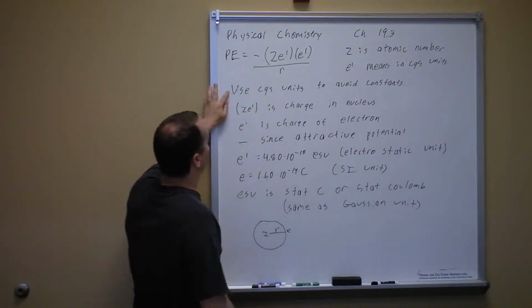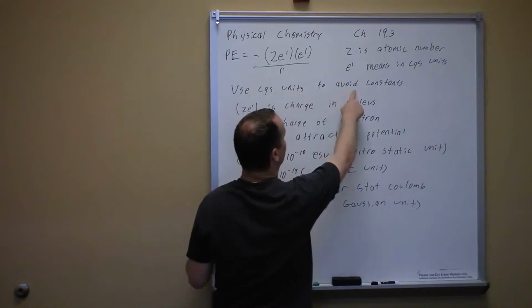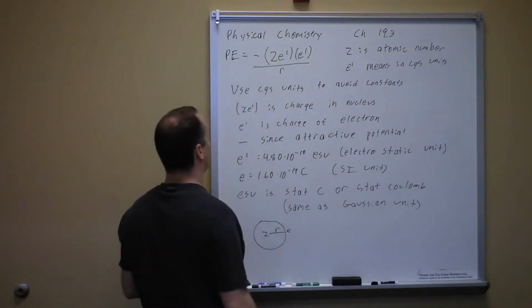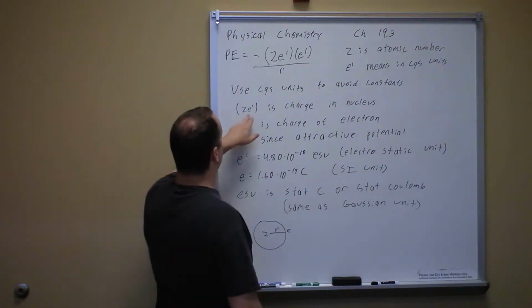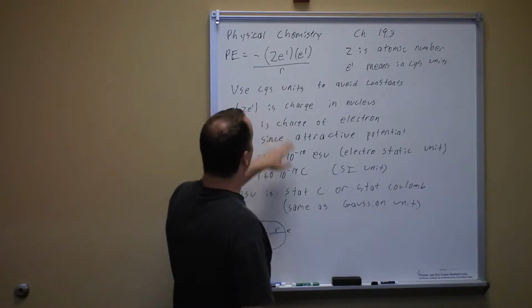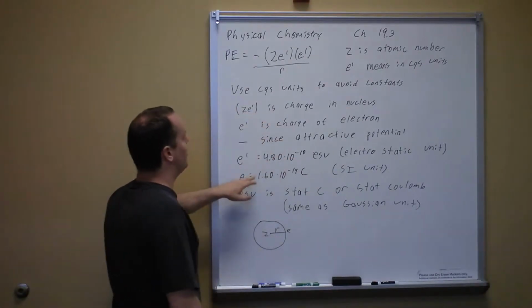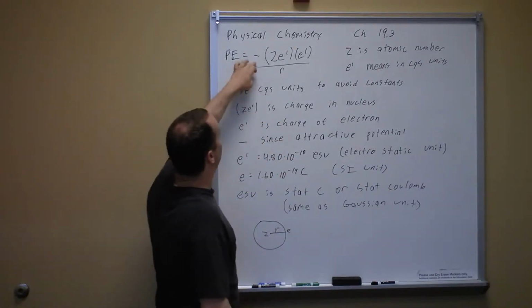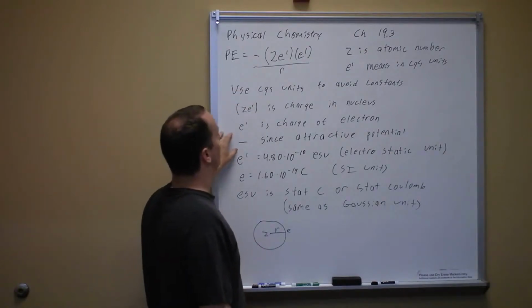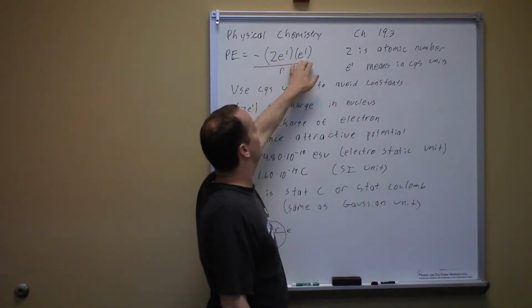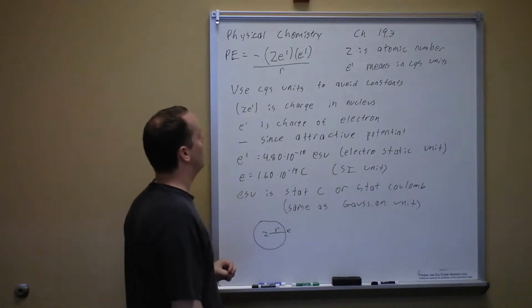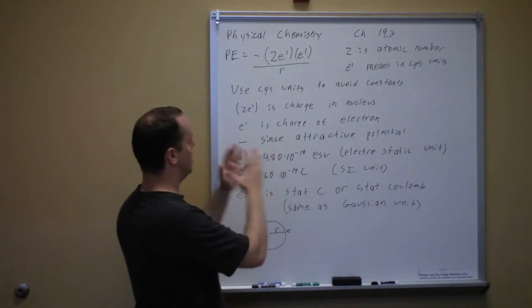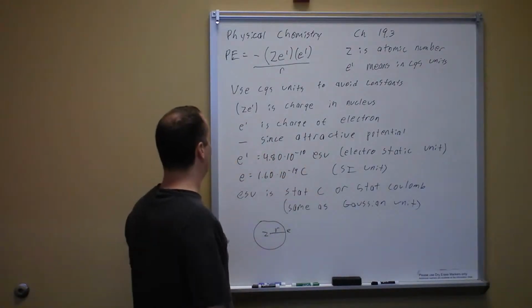So we're going to be using CGS units to avoid constants. It'll just make the arithmetic a little bit easier. And like I said, the Ze prime is the charge in the nucleus, and e prime is the charge of the electron. We have a minus sign out front because this is a positive charge and this is a negative charge, so the potential energy between them is attractive instead of repulsive.